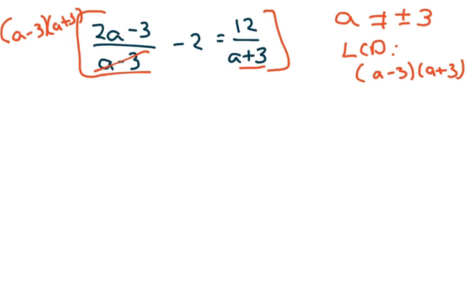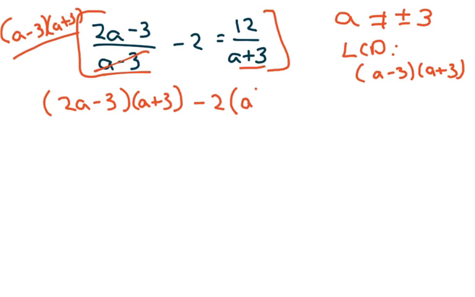A minus 3 cancels, and I'm left with A plus 3. So you get 2A minus 3 times A plus 3 minus 2 times both of them. And I'm going to go ahead and FOIL those together. That's just going to be A squared minus 9, just to save some time, equals 12. What's missing is these two would cancel, so you're left with a 12 times A minus 3.